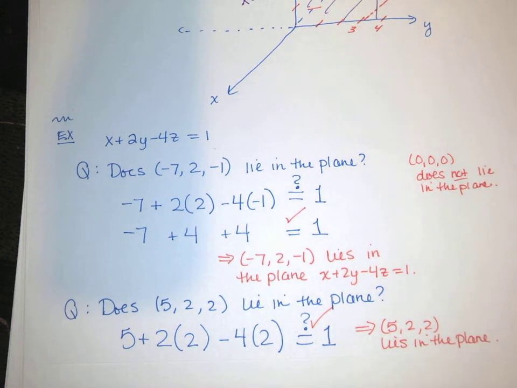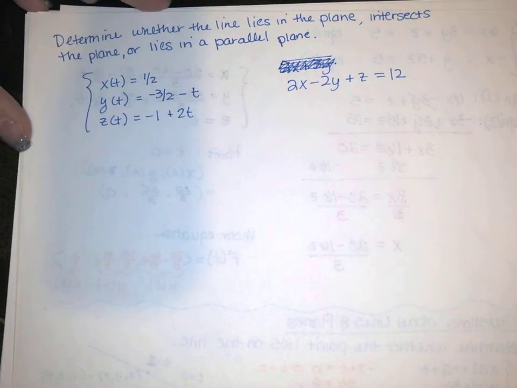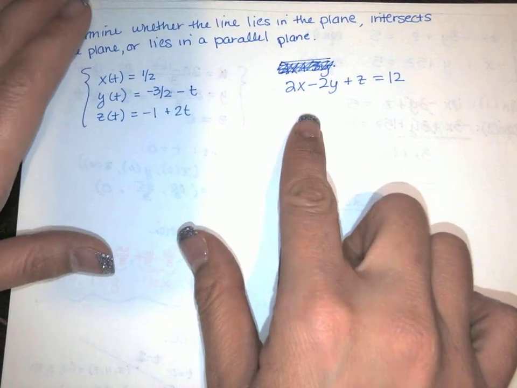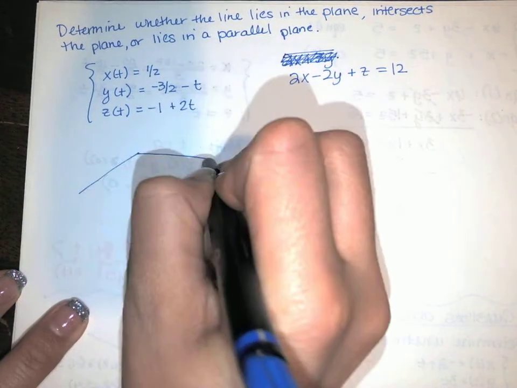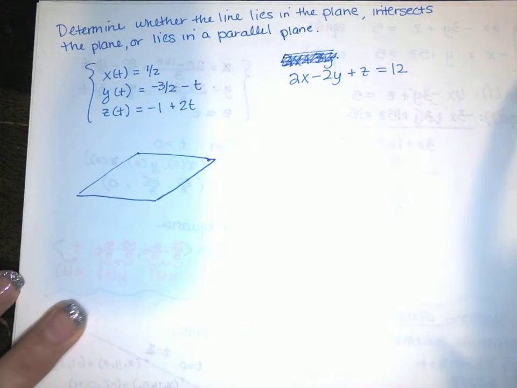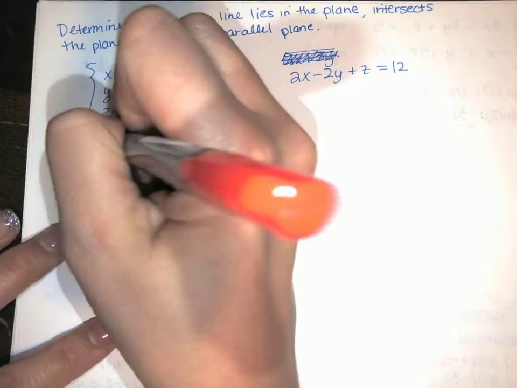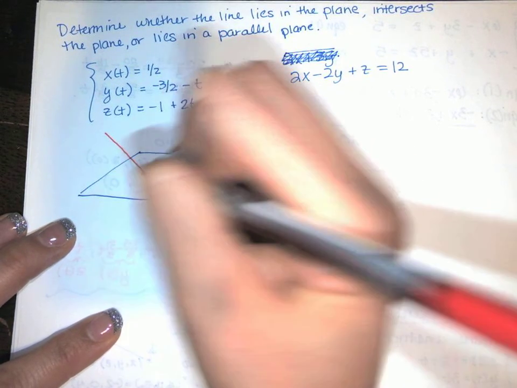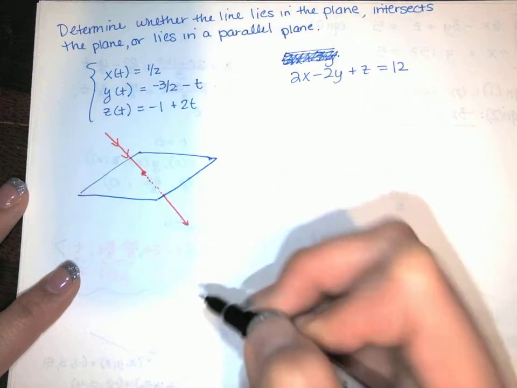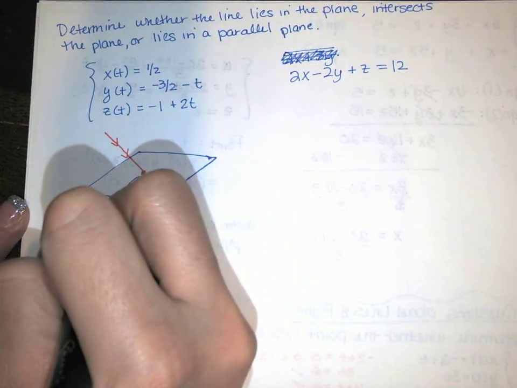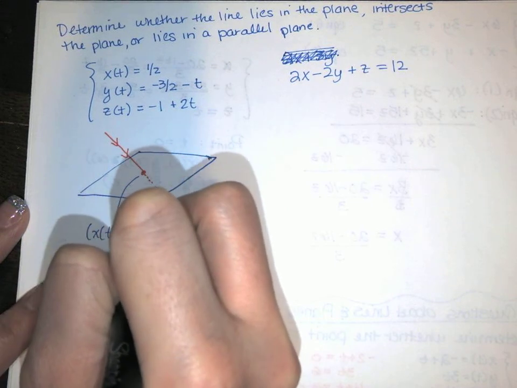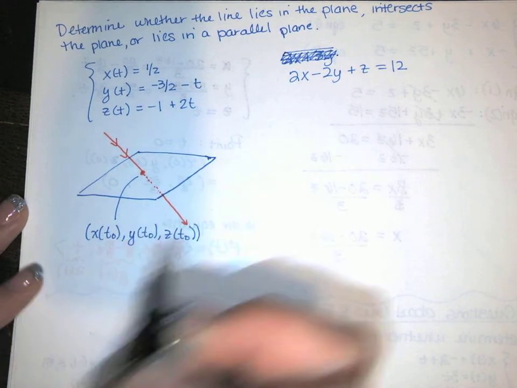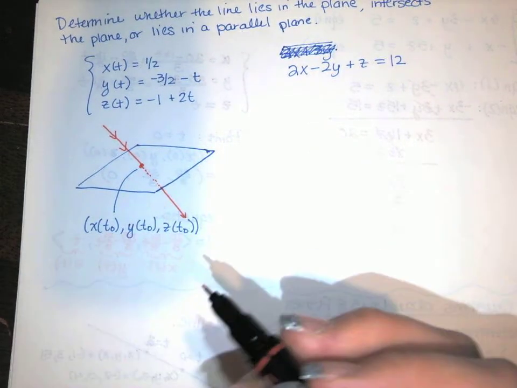Okay. All right, now we're going to put lines and planes together and look at a question about whether a line lies in a plane. Okay, so we're given this. Here are your possibilities. Either you've got a plane like this, and the line intersects it at a point. So there's some point, some particular t value where that line intersects the plane, and it's going to be at that location: x of t naught, y of t naught, z of t naught. So there's one possibility. The line may intersect the plane at a single point.